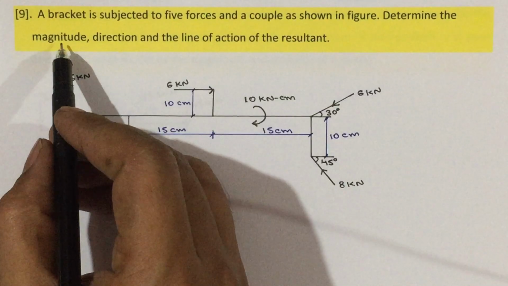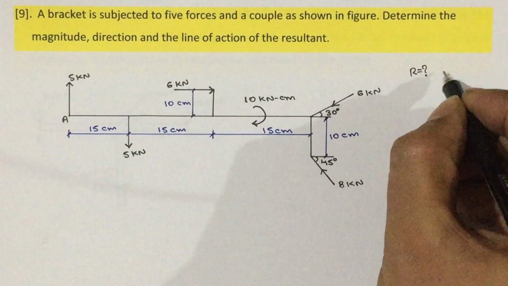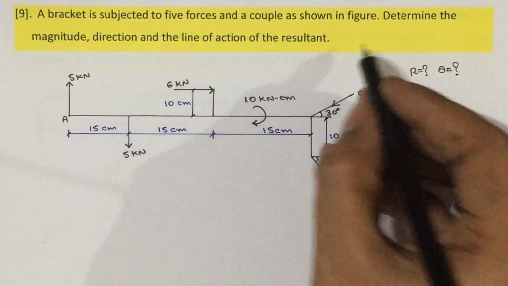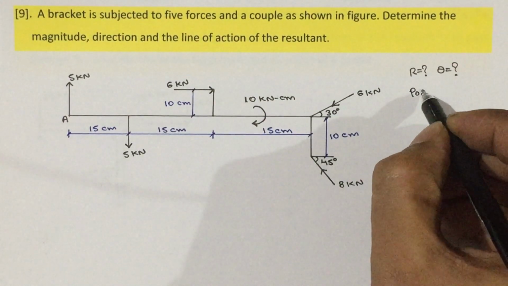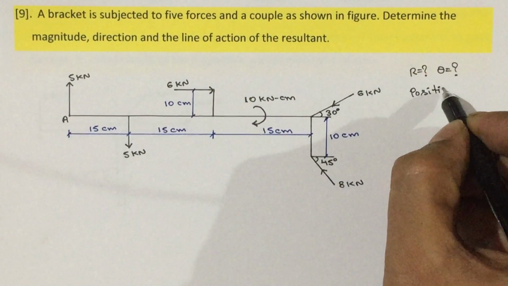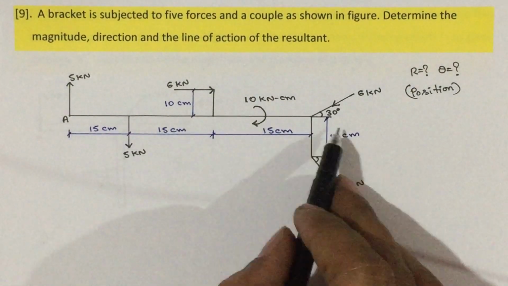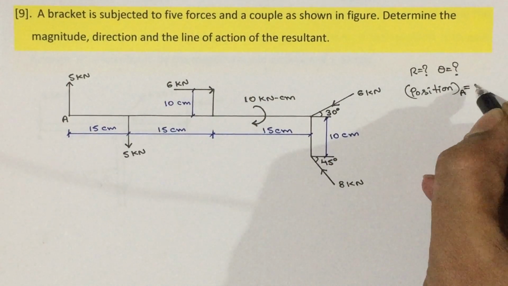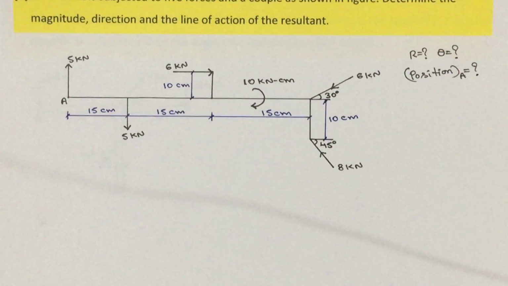We need to determine the magnitude, that is R is equal to question mark, then direction theta is equal to question mark, then line of action of the resultant. So we need to determine the position. In the given problem, only one point is given, that is point A, so we need to determine with respect to A only.